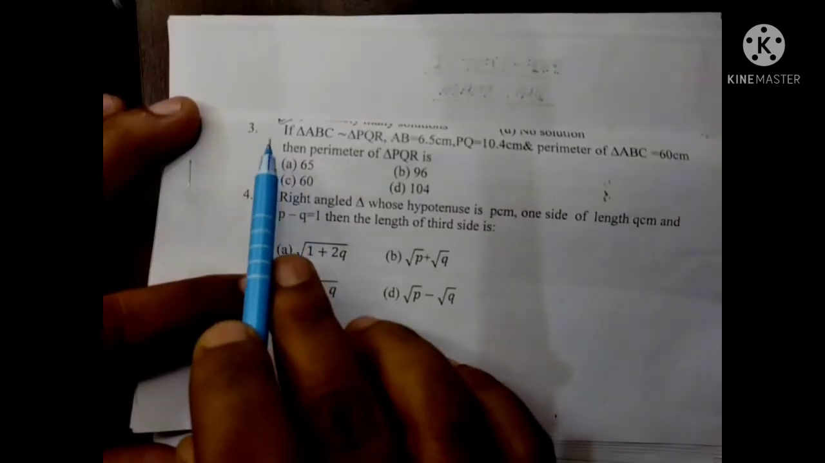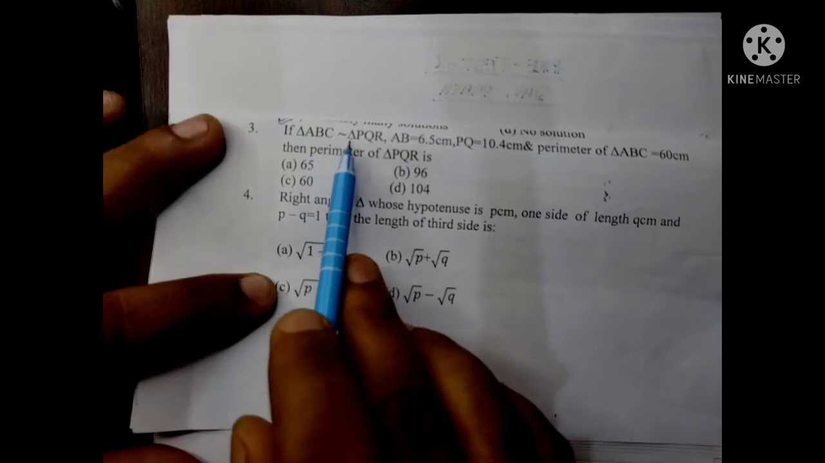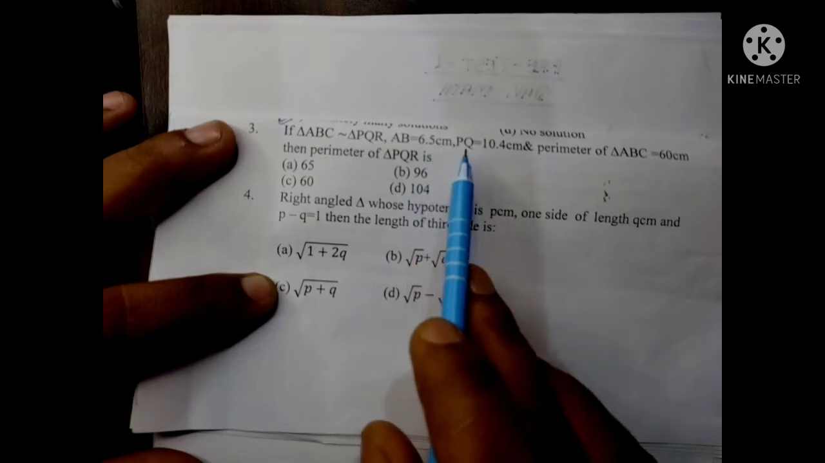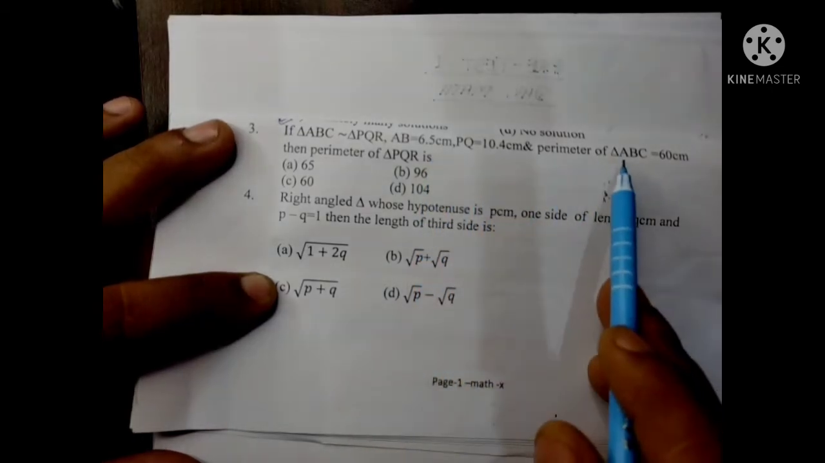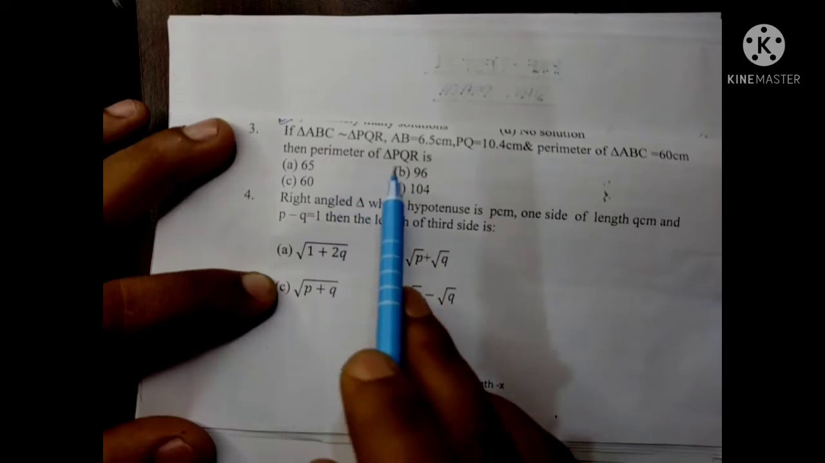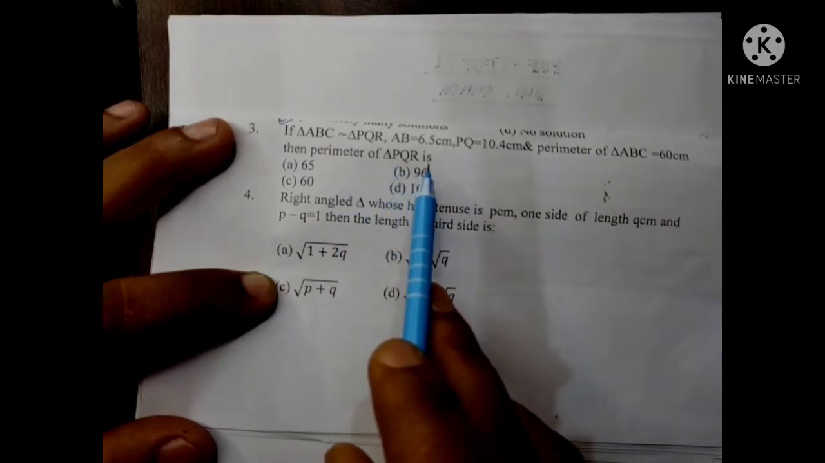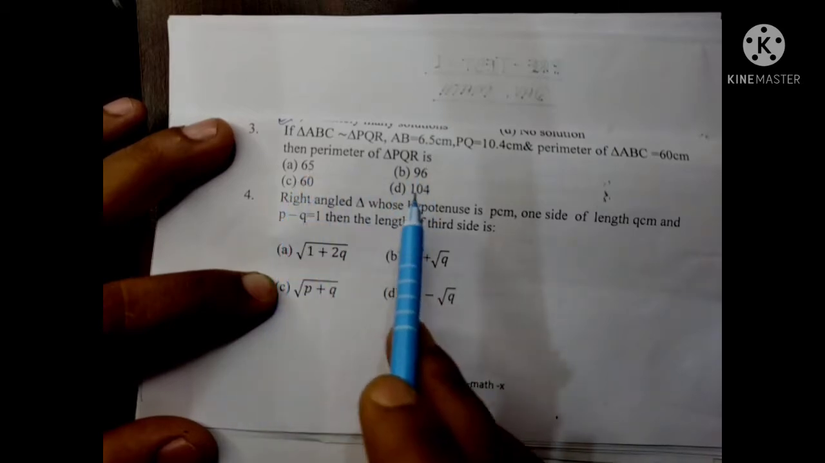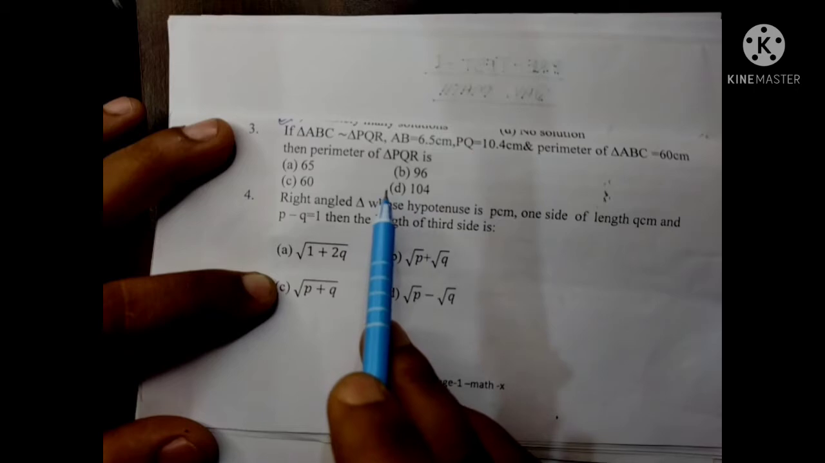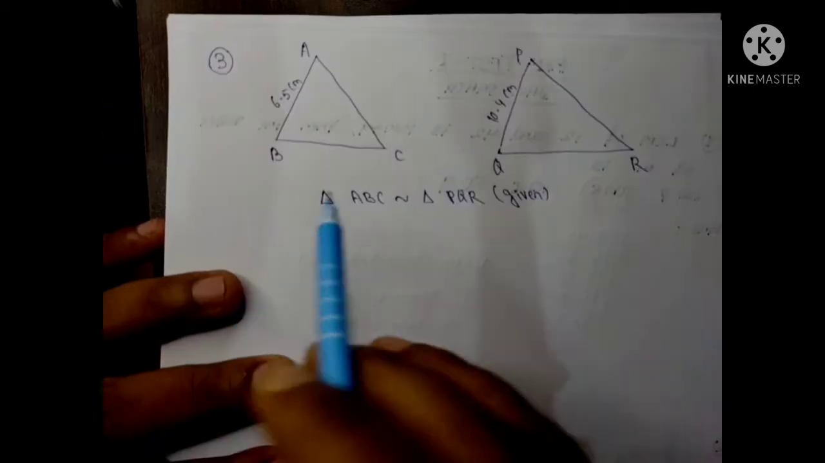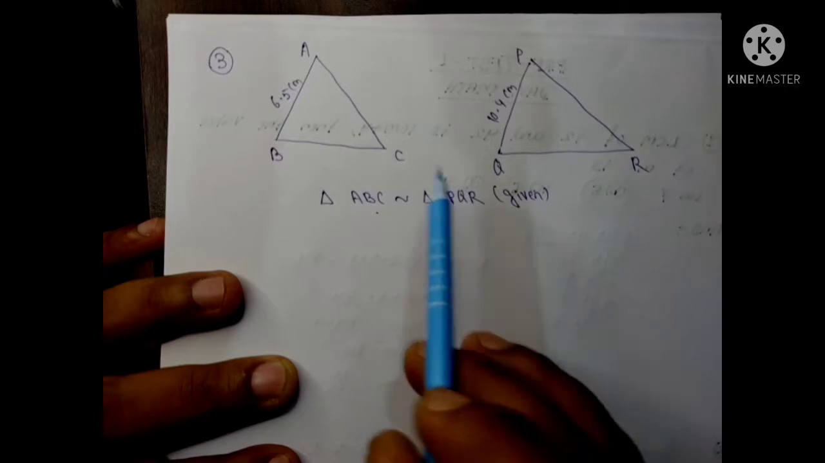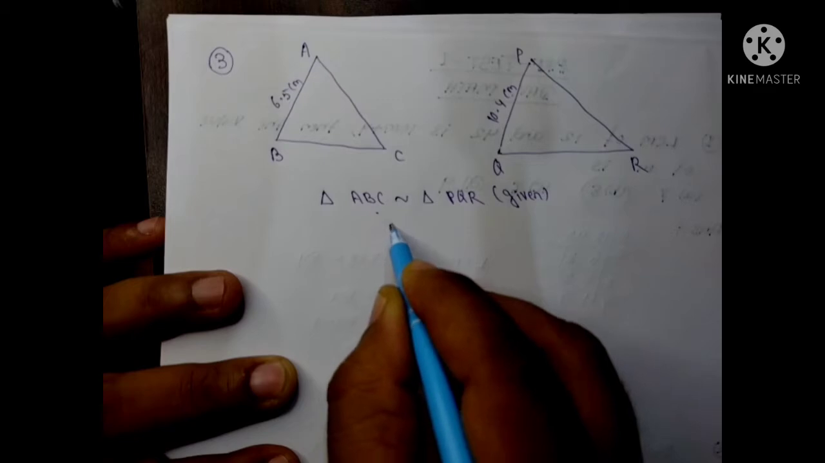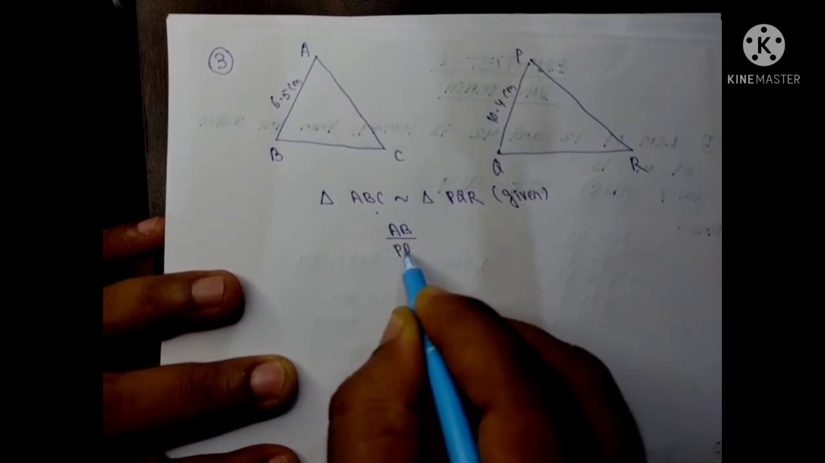Here question number 3 states that if triangle ABC is similar to triangle PQR and the value of AB is 6.5 cm, PQ is 10.4 and the perimeter of triangle ABC is 60, then we have to find the perimeter of PQR. And the four options are 65, 96, 60 and 104. All the measurements are in centimeters. Okay, so here ABC is similar to PQR. As the two triangles are similar, their sides must be in proportion.